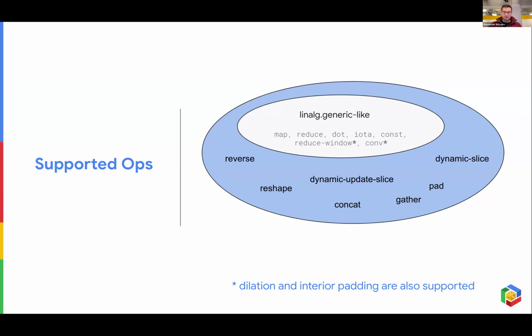But we also support other operations like reverse, reshape, concat, gather, and pad. Reverse can be supported by Linalg generic in a static case, but you cannot tile it. That's the limitation; it probably can be lifted. Dynamic update slice, dynamic slice and gather cannot be modeled, because only affine maps without symbols are allowed in Linalg generic. Concat doesn't work because there are no constraints, and the same goes for pad.